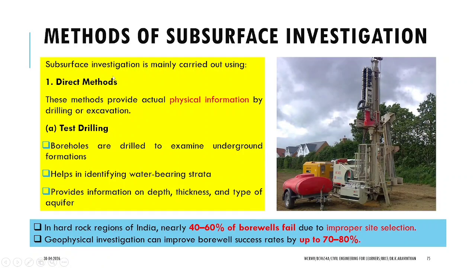Generally in India, 40 to 60% of bore wells fail due to improper site selection. We would have heard of a number of cases. I have bored here and for some days the water came. After a month we are not finding water. 40 to 60% of bore wells fail due to improper site selection. Geophysical investigation can improve the bore well success rate up to 70 to 80%.